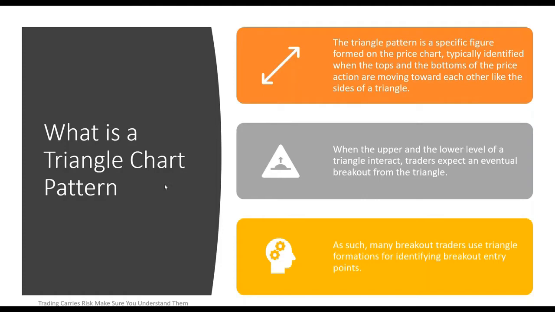So a triangle is a specific figure formed on a price chart, typically identified when the tops and the bottoms of price action are moving towards each other like the sides of a triangle. When the upper and the lower level of the triangle interact, traders expect an eventual breakout of the triangle. So in other words, price and traders are being forced into the apex of this triangle. It's getting smaller and smaller, the range of prices. It's getting congested in there. And as such, we will get a breakout.